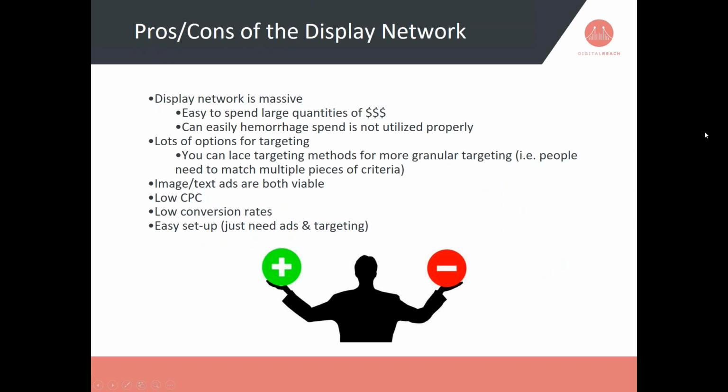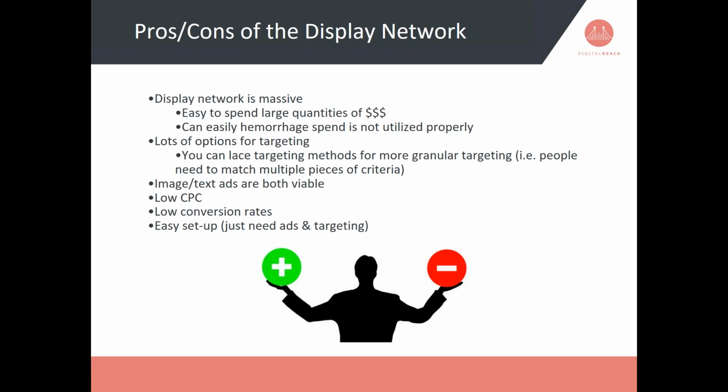All right, so starting off with the pros and cons of the display network. First and foremost, it's good to know that the display network is massive. It is huge. I always tell people that for a comparison, if the search network is planet Earth, the display network is the rest of the universe. If you think of how many web pages there are in the world and how many banner slots there are for each of those web pages, each one of those little banner slots, that's the display network.